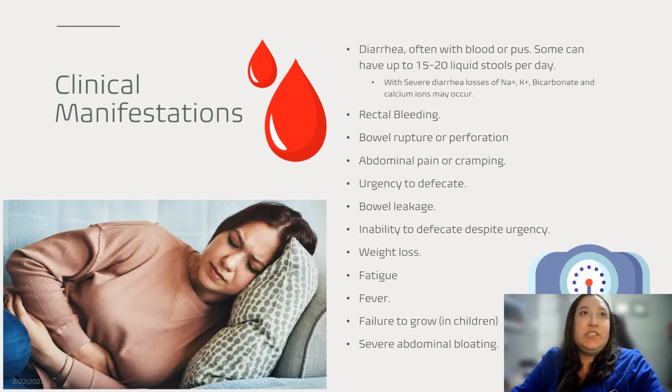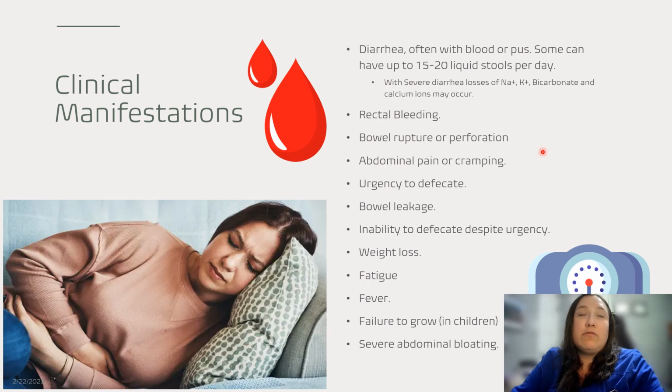Clinical manifestations. Some signs and symptoms of ulcerative colitis would be diarrhea, and it's oftentimes with blood or pus. Some people that have this can have up to 15 to 20 liquid stools a day. And with severe diarrhea, losses of sodium, potassium, bicarb, and calcium ions may occur. They may also have rectal bleeding.